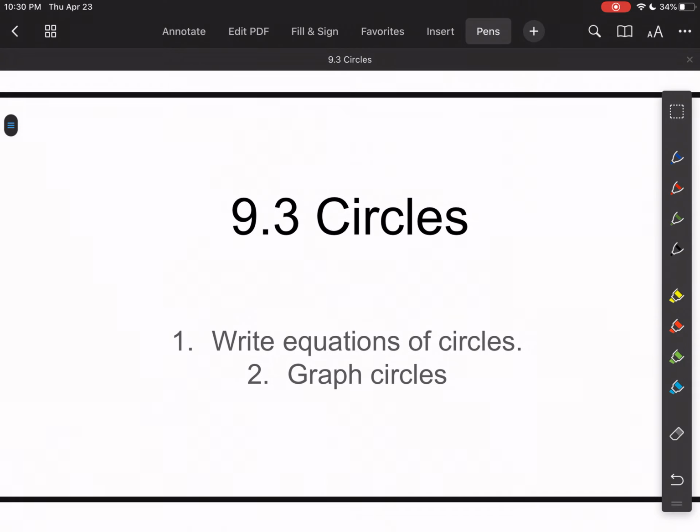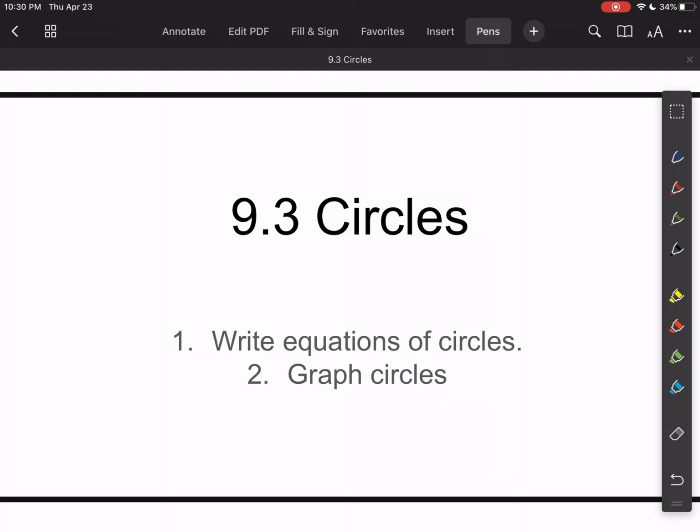For 9.3 circles, hopefully you guys did the activity on Desmos. Most of you had it done, but there's a few of you who still haven't as of right now. So hopefully you guys can do that because it really will help you figure out circles.